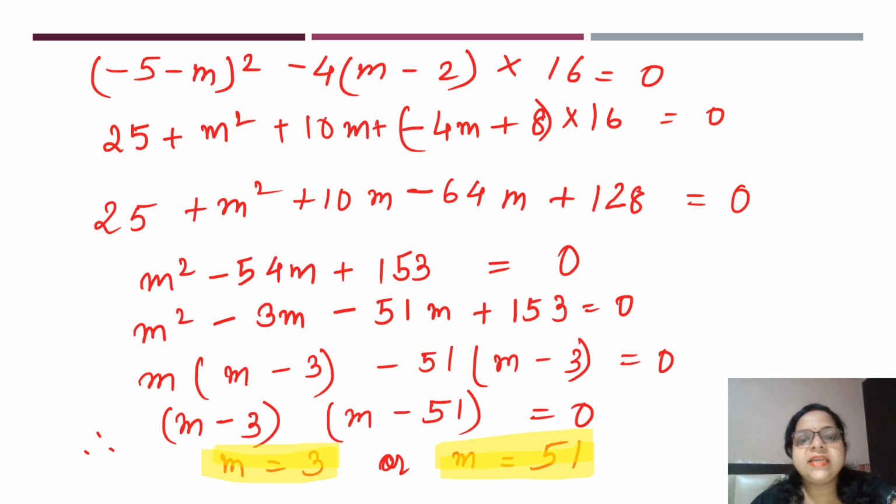So m square minus 54m plus 153 is equal to 0. If we solve this equation by factorization, children, we get m square minus 3m minus 51m plus 153 is equal to 0. m into (m minus 3) minus 51 into (m minus 3) is equal to 0. (m minus 3) into (m minus 51) is equal to 0, so m is equal to 3 or m is equal to 51, because 51 into 3 is equal to 153. Okay children.